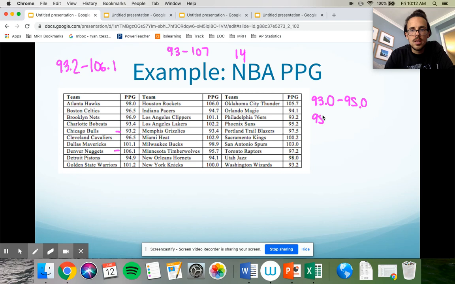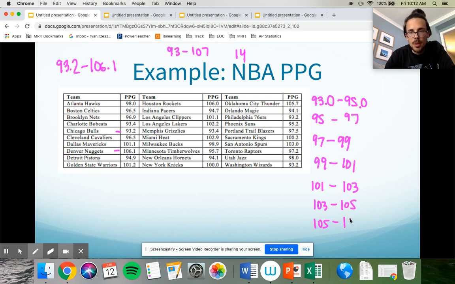So I'm going to go 93 to 95, 95 to 97, 97 to 99, etc. And just break it up into little categories right here, like I am doing. I'm dropping the decimals, which technically should still be there, but yeah. Okay, so I have my groups.